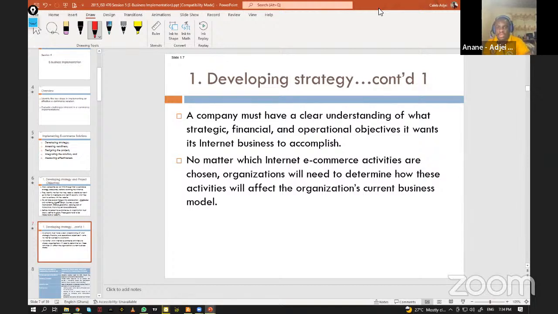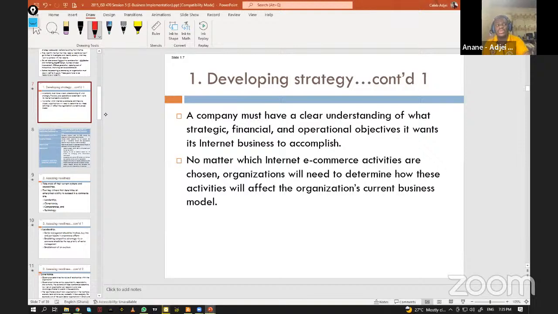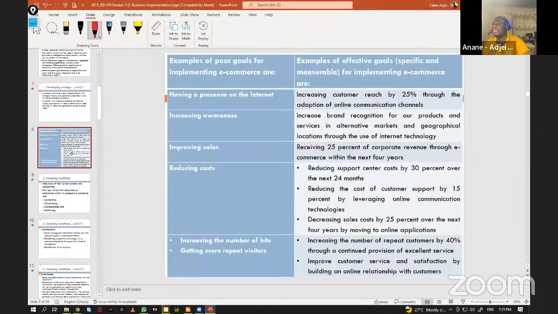And we are also saying that no matter which internet e-commerce activities you choose, the organization will need to determine how these activities will affect the current business model. So you are currently operating a particular business model, and you need to find out, whichever e-commerce business model activity you want to implement, how will it affect your current business model? So you will be looking at a lot of examples, and we are saying that these are some of the poor goals and some of the effective goals.